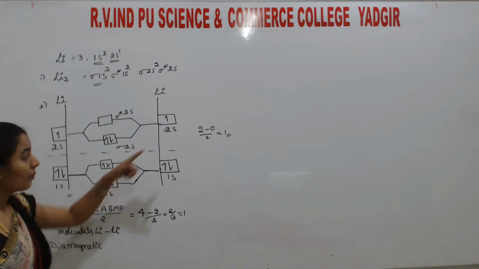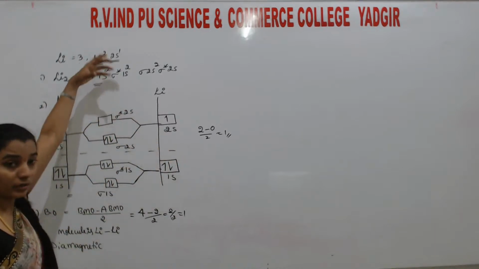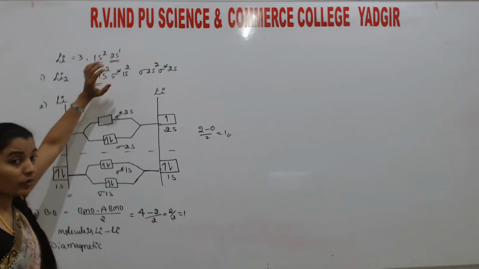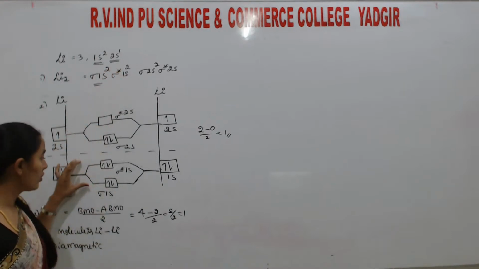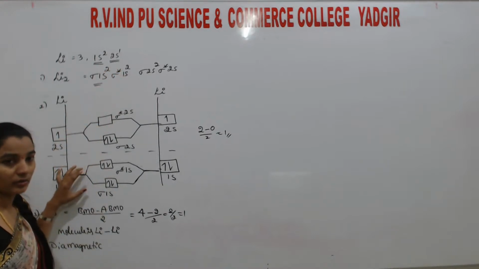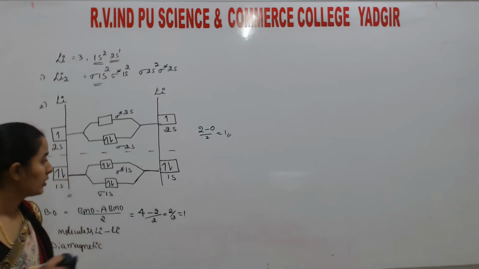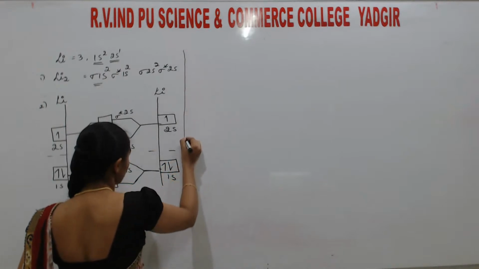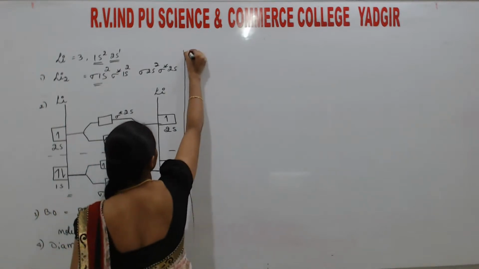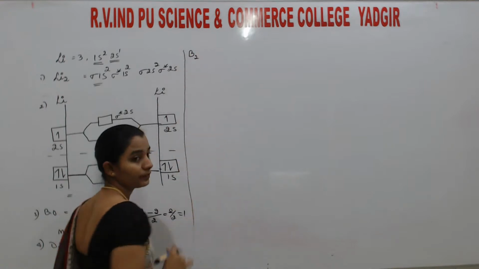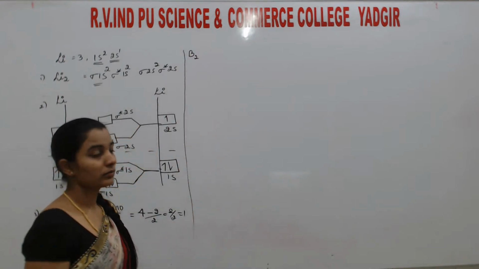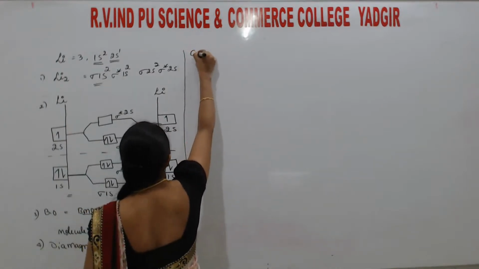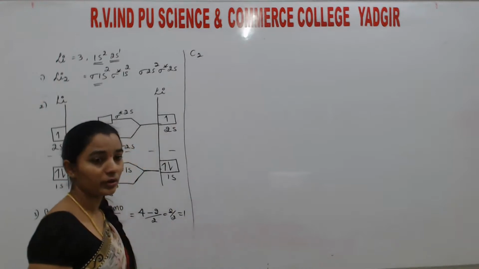When it comes to p orbitals, we need to write a bigger structure. Because if we want to write the p orbitals here, we require more space. At that time, we don't need to write this configuration. Are you getting? So the next one is the boron molecule. Okay, boron molecule. And instead of boron, the important one you take is C2, the carbon molecule.